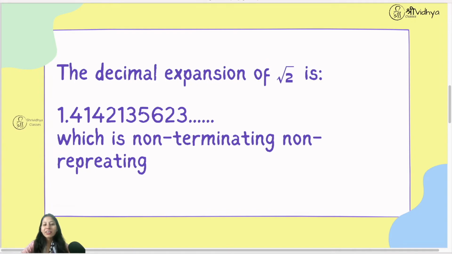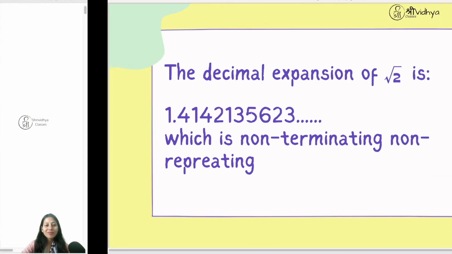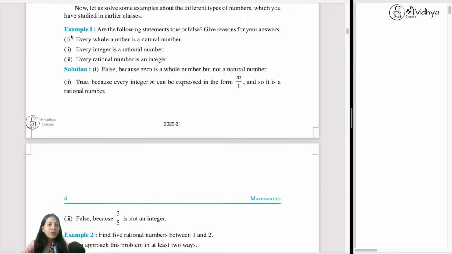Alright, so let's start with the examples now. Our example number 1 is, are the following statements true or false? Give reasons for your answers. The first question is, every whole number is a natural number. We discussed this in our introduction video, that every whole number is not a natural number, because in whole numbers we have 0 also, which is not natural. So this is the reason, and the answer is it is false.